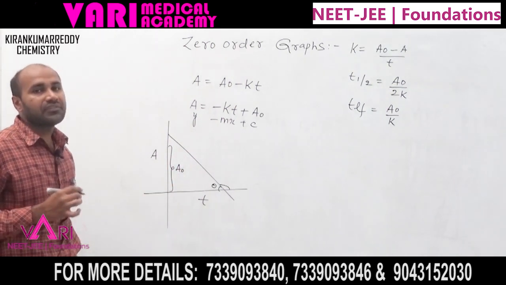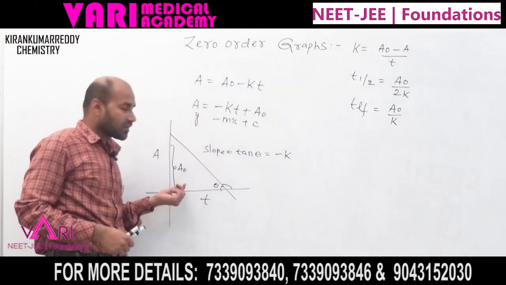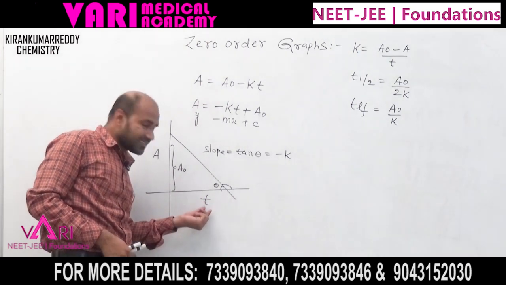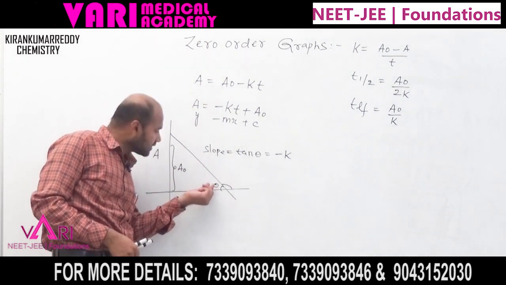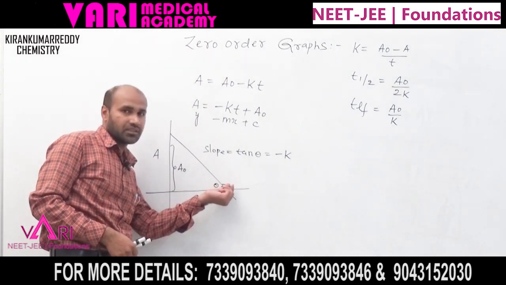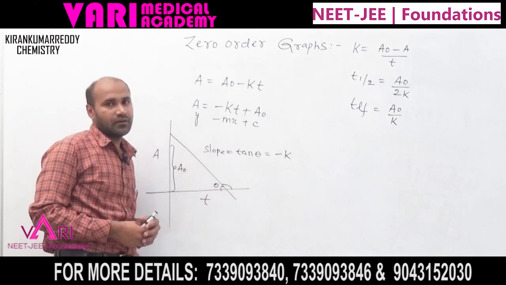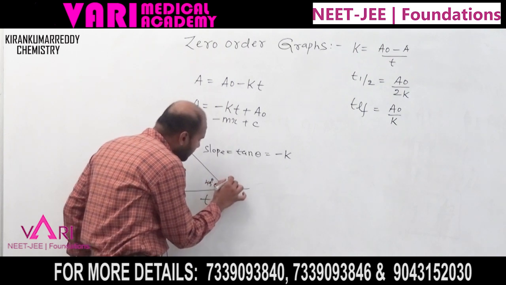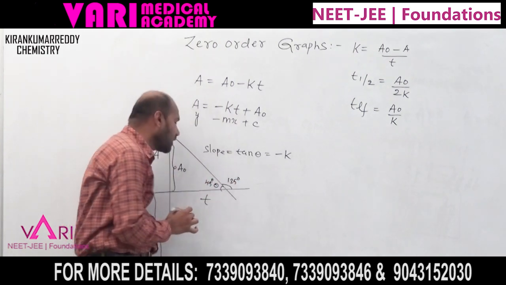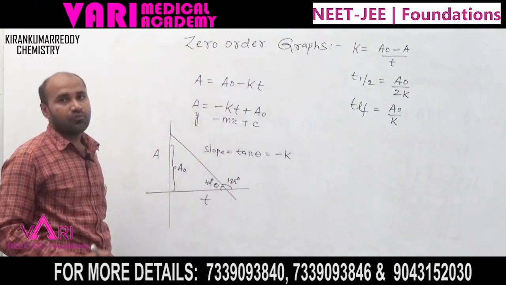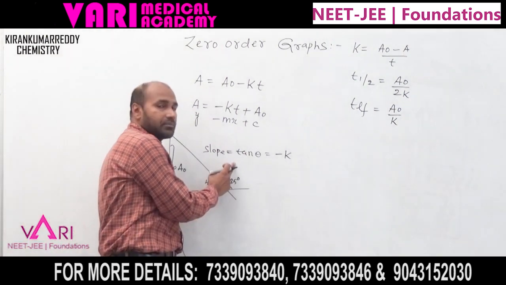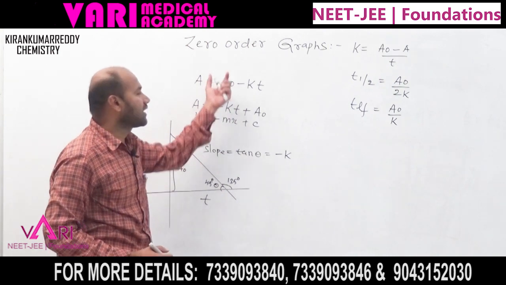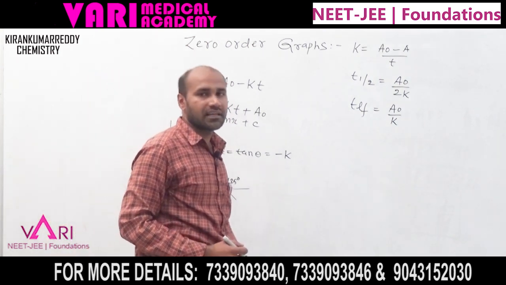This is the graphical representation. Now the intercept of the graph is A0, with A on the y-axis and t on the x-axis. This is theta, this is 45, this is 135, total 180. Okay now, this is 45 degree, and this is 135, total 180. Now the slope of the graph, tan theta, is equal to minus k. This is the graphical representation of zero order reaction.